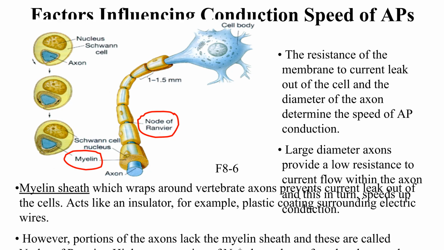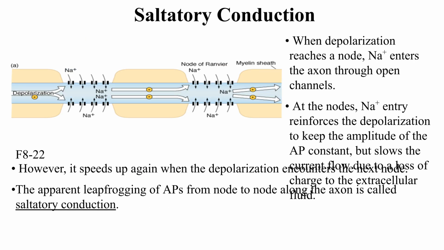The myelin sheath insulates axons, preventing current leak. Nodes of Ranvier are gaps in the myelin sheath with a high concentration of sodium channels. Saltatory conduction is the apparent leapfrogging of action potentials from node to node. When depolarization reaches a node, sodium enters, reinforcing the depolarization and maintaining action potential amplitude.